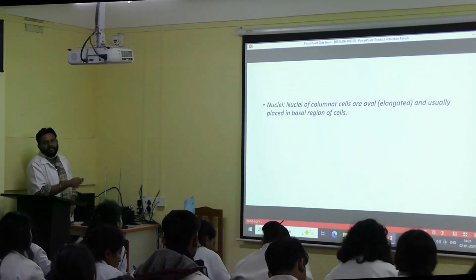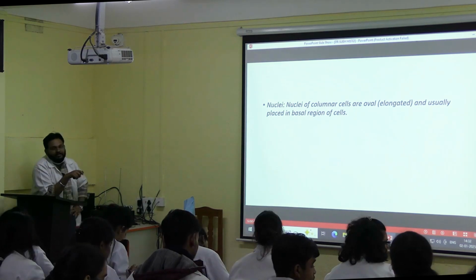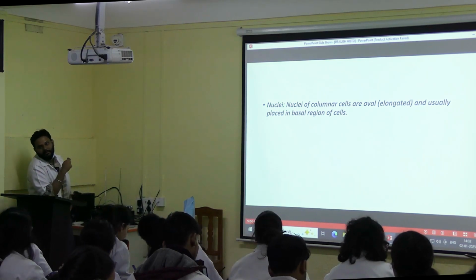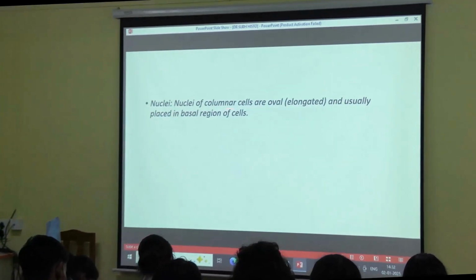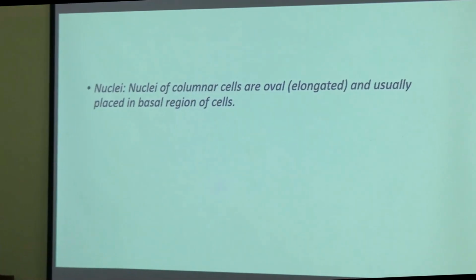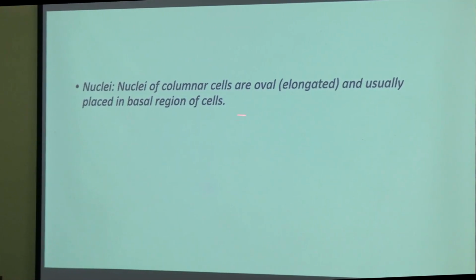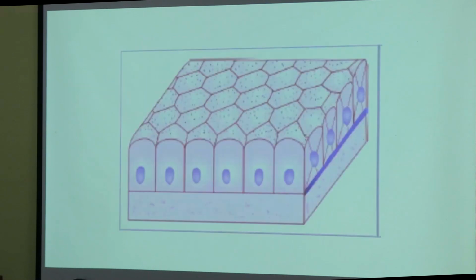Next, nuclei. Why is it nuclei, not nucleus? Plural form. This is the plural form of nucleus. Nuclei of columnar cells are what shaped? Oval and usually placed in the basal region of the cell. कैसा होगा? Oval shaped, elongated or situated in the base. नीचे की तरफ होगा. Right? See, this one is oval shaped. The nucleus is oval shaped, that is elongated.